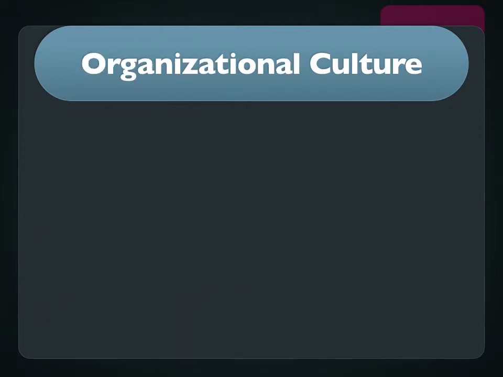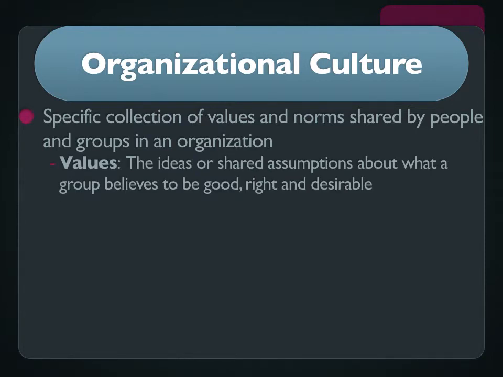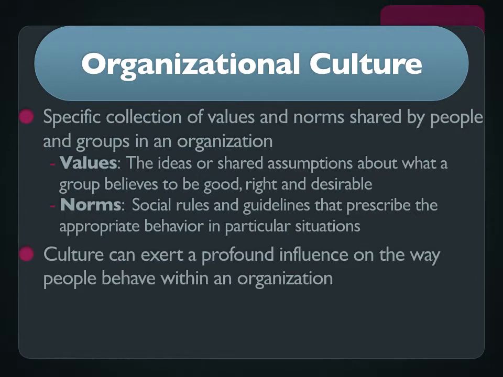So let's talk about organizational culture here. These are the specific collection of values and norms shared by people and groups in an organization. So values are the ideas or shared assumptions about what a group believes to be good, right, and desirable. The norms are the social rules and guidelines that prescribe the appropriate behavior in a particular situation.